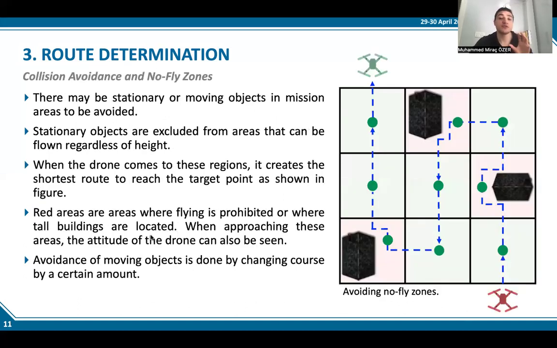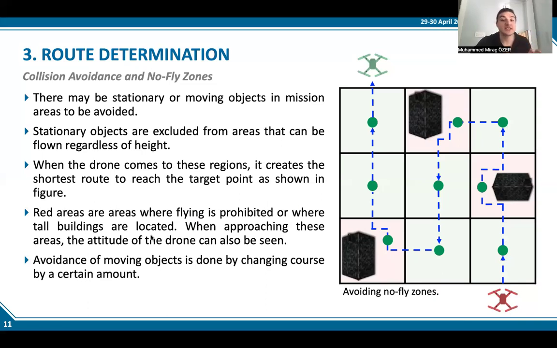Collision avoidance and no-fly zone. There may be stationary or moving objects in mission areas to be avoided. Stationary objects are excluded from the areas that can be flown regardless of height. When the drone comes to these regions, it creates the shortest route to reach the target point, as shown in the figure. Red areas are areas where flying is prohibited or where tall buildings are located.